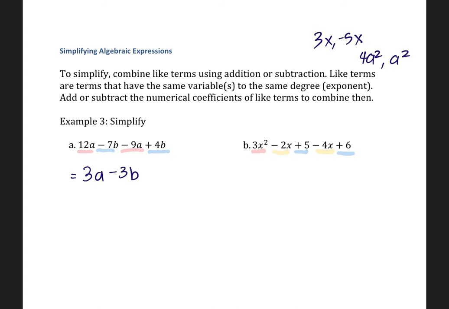So we have this 3x squared. Typically, you want to put it in order from the highest degree or the highest exponent to just the regular numbers on the end. So highest to lowest. Negative 2x plus negative 4x is negative 6x. And then 5 plus 6 is 11. And this is the simplified form.